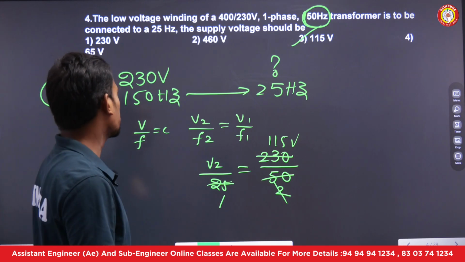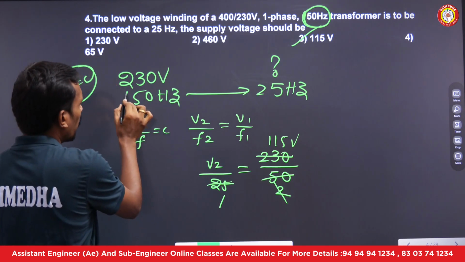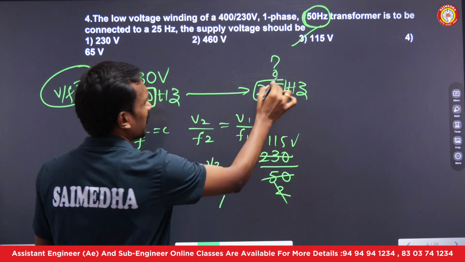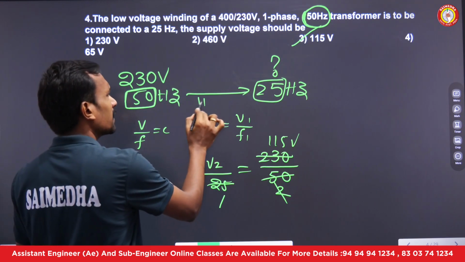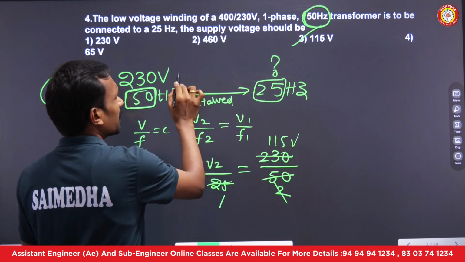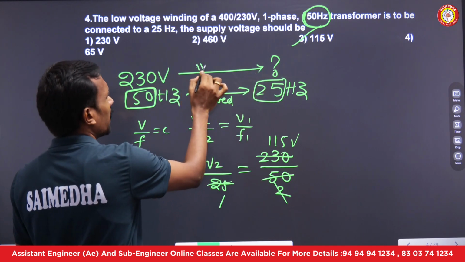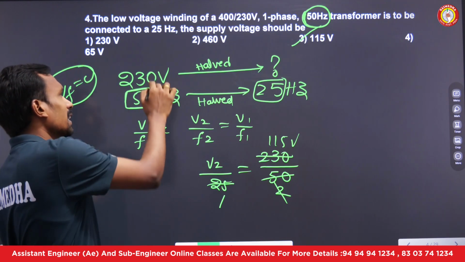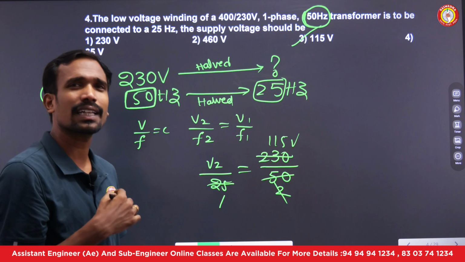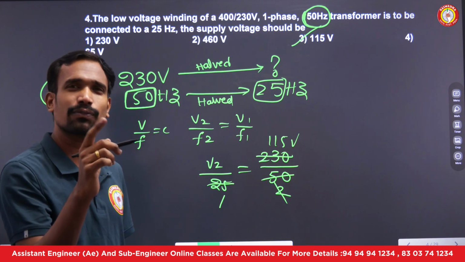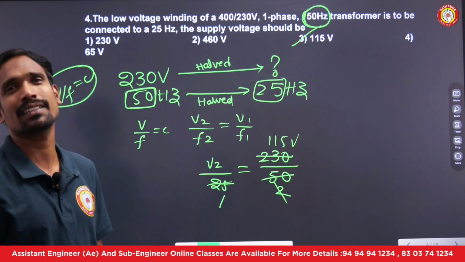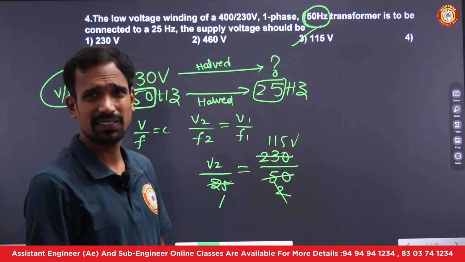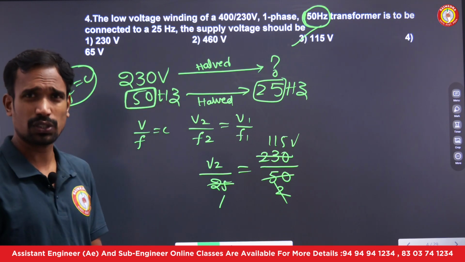And here you need to observe that when the frequency is reduced from 50 Hz to 25 Hz, nothing but the frequency is halved. To get V by F constant, the voltage also should be halved. If the voltage and frequency both are halved, then we get constant V by F, constant maximum flux density, constant magnetizing current, constant magnetizing characteristics. That is the thing here. Okay, this is simply the fourth question.